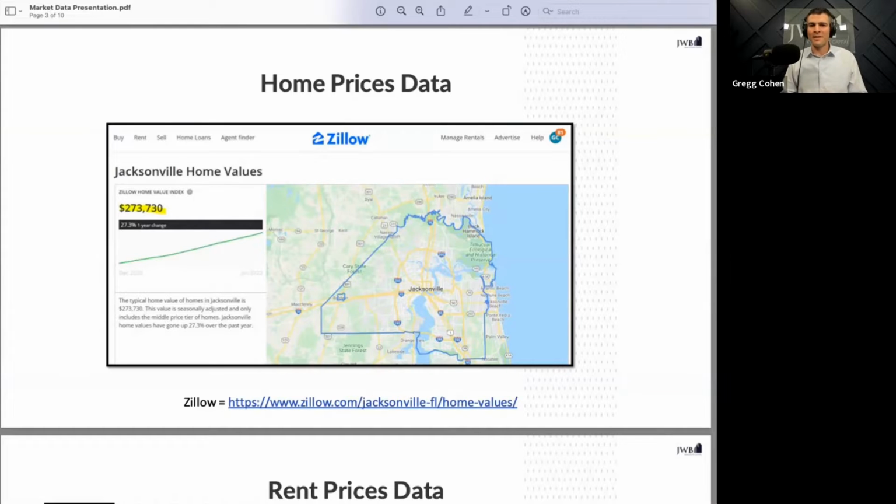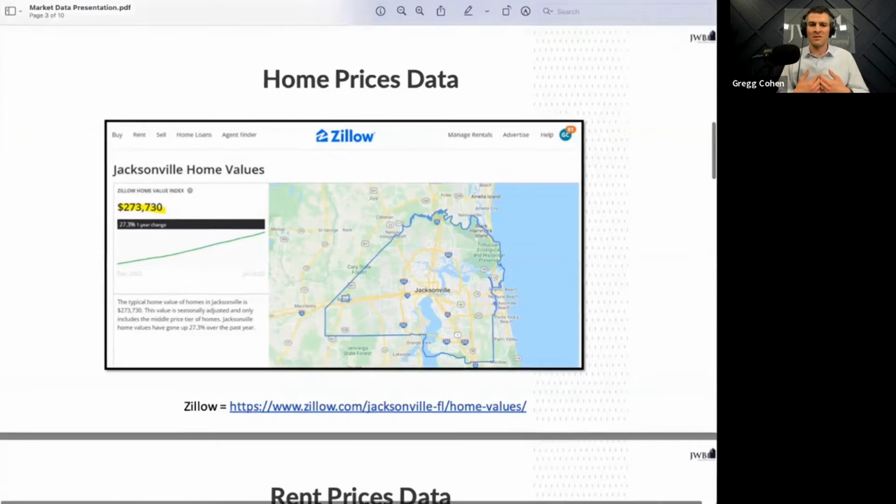And whether or not you think Zillow is 100% accurate is not the point here, because I'll share with you, when you look up Zillow here, you see that the median home sales price, or the home value index according to Zillow, in Jacksonville is 274,000. I have access to the multiple listing service, and the median home sales price in Jacksonville is about 325,000.